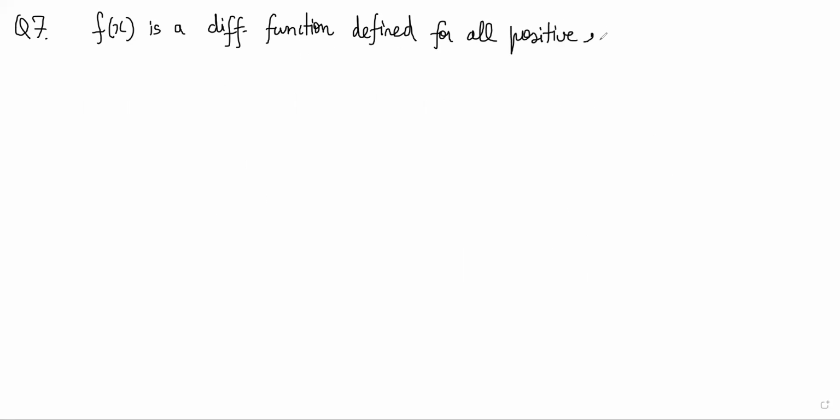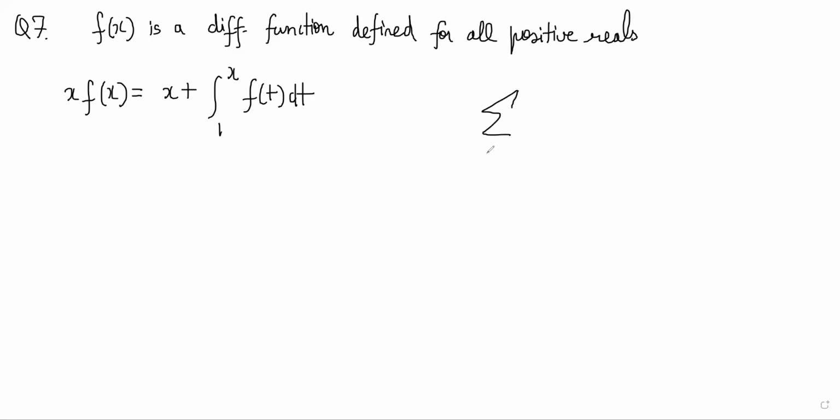Then f of x is a differentiable function defined for all positive real numbers, such that x times f of x is equal to x plus integral 1 to x f of t dt. You have to find out the value of summation k is equal to 1 to 10 f of e power k.